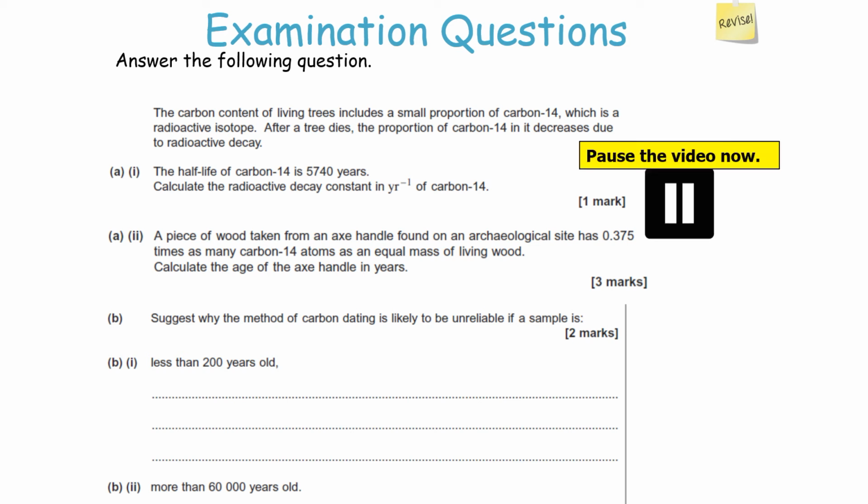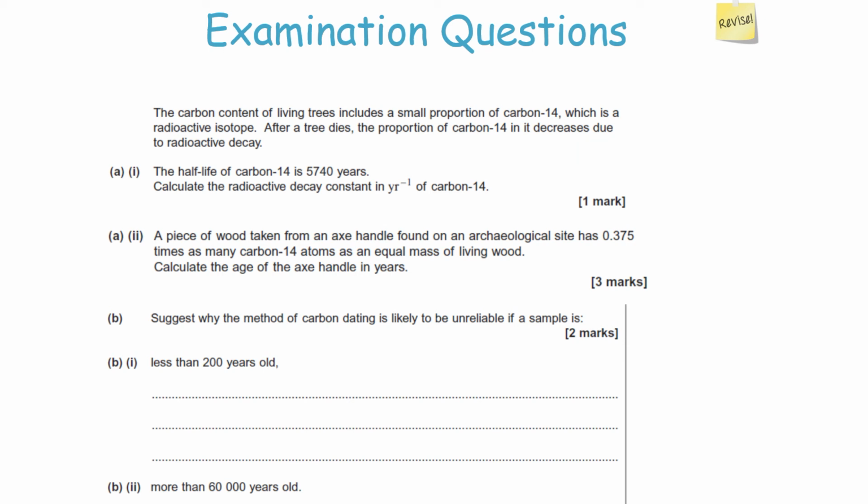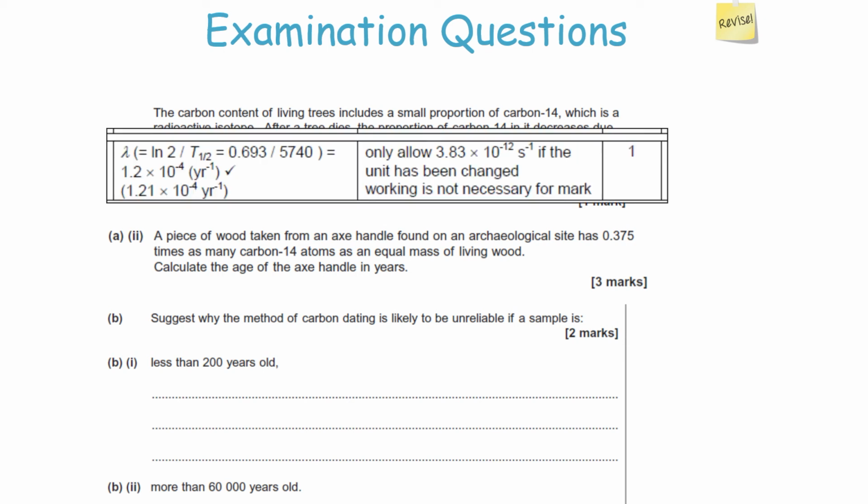So pause the video now and then unpause the video when you want to go through the answers. Firstly, you've got to know the link between half-life and decay constant. The decay constant is equal to log 2 over the half-life, so quite simply do 0.693 over 5,740, so you get 1.2 times 10 to the minus 4 years to the minus 1. Because they wanted the answer in years to the minus 1, you didn't need to change your value of time into seconds, but you would do if we wanted seconds to the minus 1.